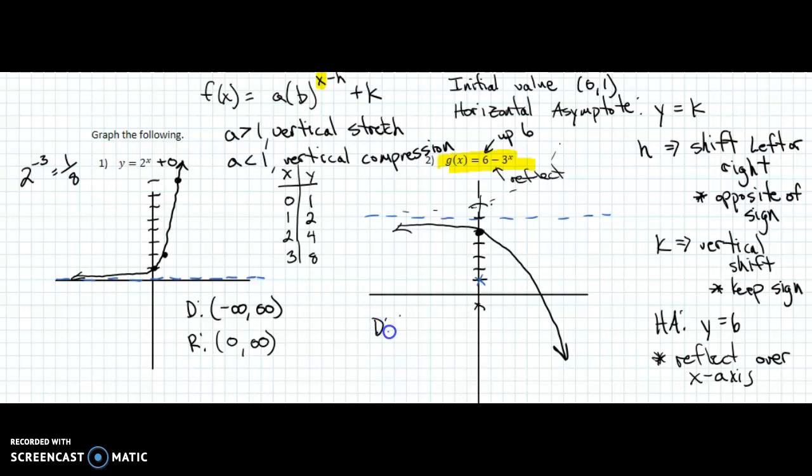So my domain is all real numbers, and it's always all real numbers for these exponential graphs. In my range, now my bottom goes forever, so it goes to negative infinity on the bottom, and then at the top side, where it maxes out, is at 6. But it won't get there, so use a parenthesis.